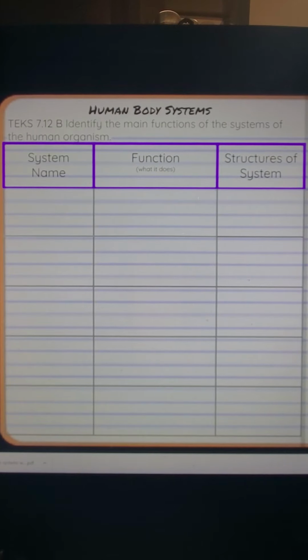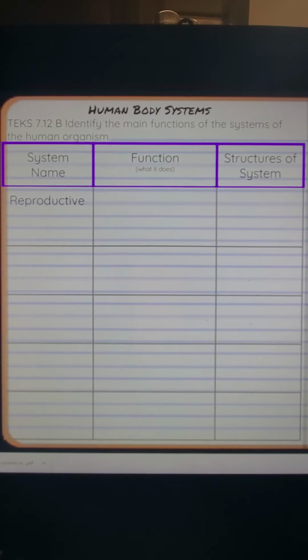We're going to do 5 body systems first, and then we're going to test on those, and then 5 more body systems later. So we'll have another table like this later in our notes. But across the top, it says system name, the function, and it says under there in small letters what it does, and then structures of system.